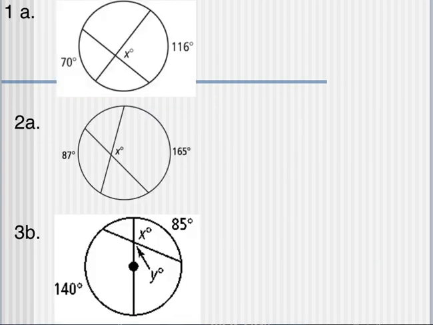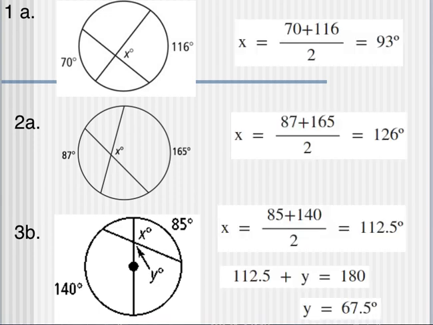All right, so if you found 1A, 2A, and 3B, excellent work. Those are the 3 where you have lines that are intercepting inside the circle. In other words, the theorem you just learned works anytime it looks kind of like an X-Men symbol. Go ahead and check your answers.